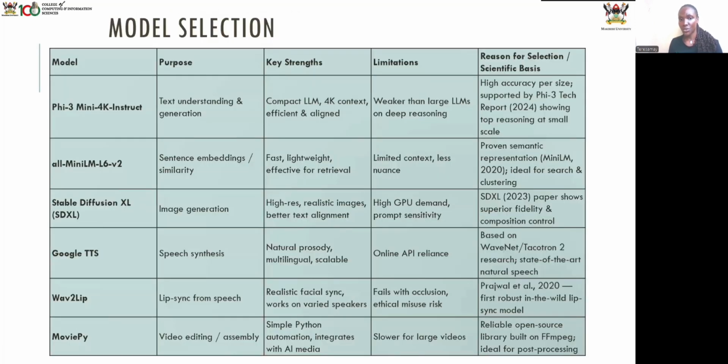So that was basically the video. And let me first take you through the model selection. So this table shows us the models that were used, the models that we selected, their purpose, their key strength, limitations, and also reason for selection.